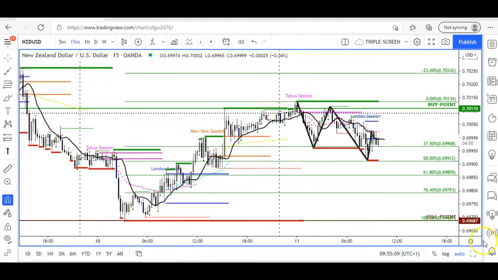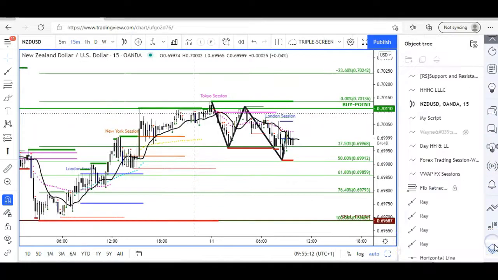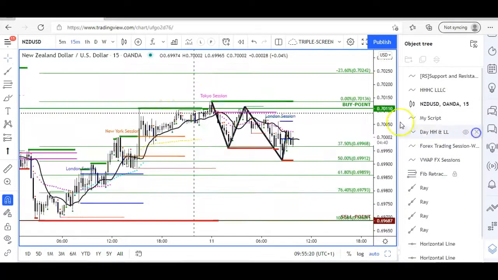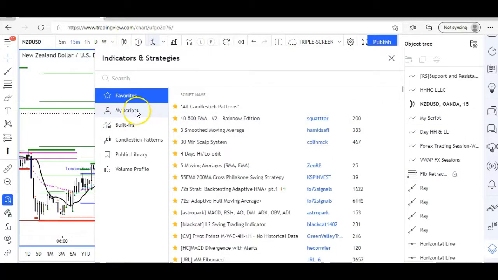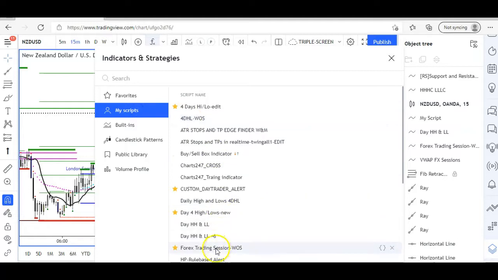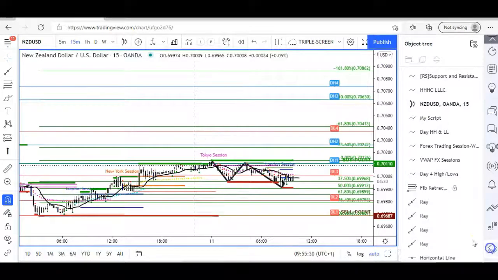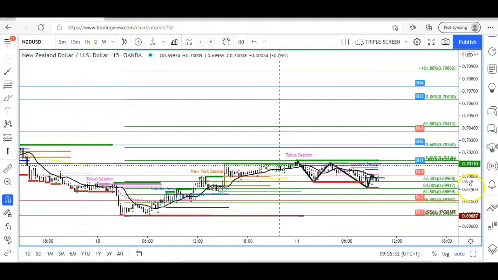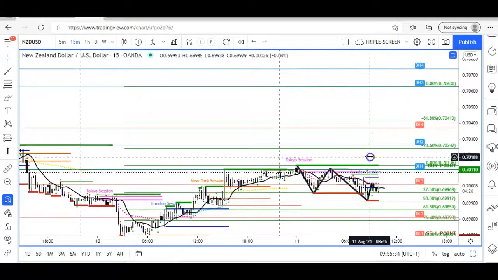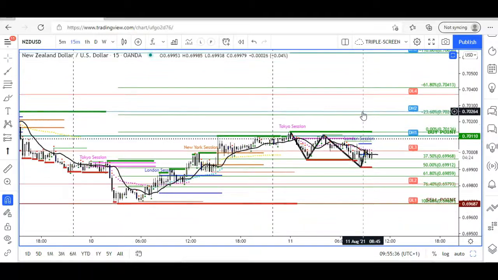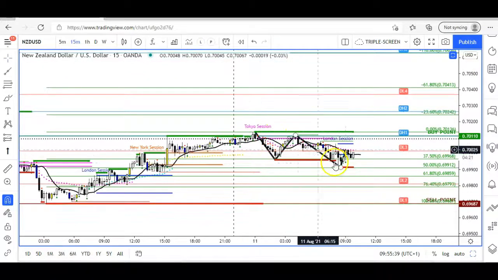Let me quickly open the, not that one, let me do the daily lines so we can see the daily lines, because those daily lines represent key decision making points. And this is our pattern.